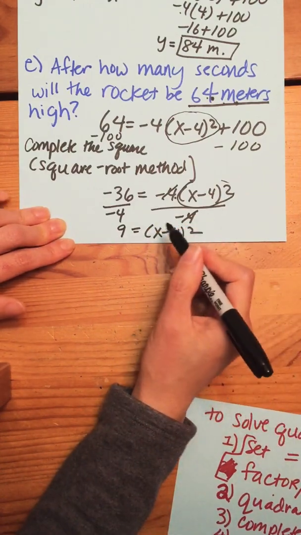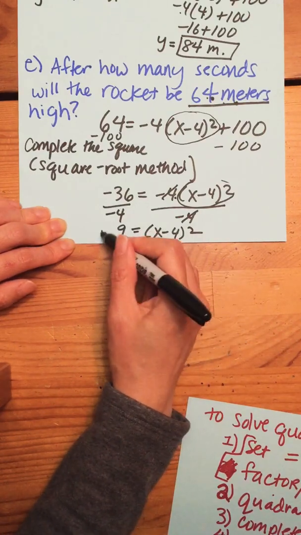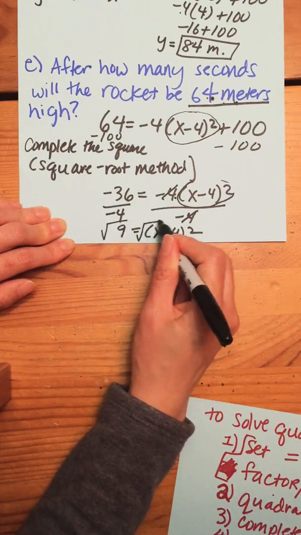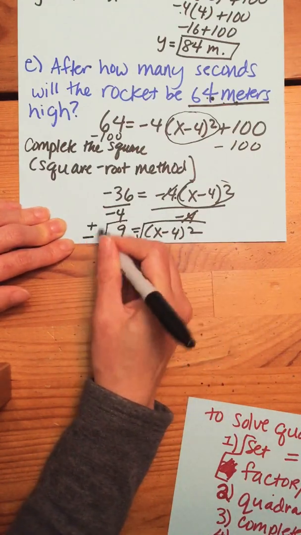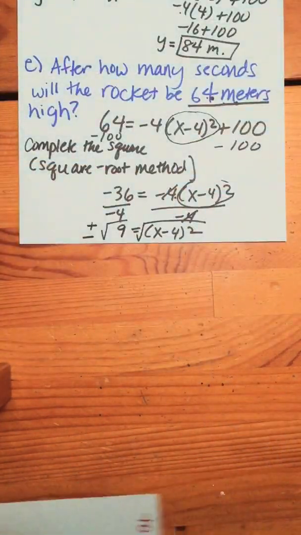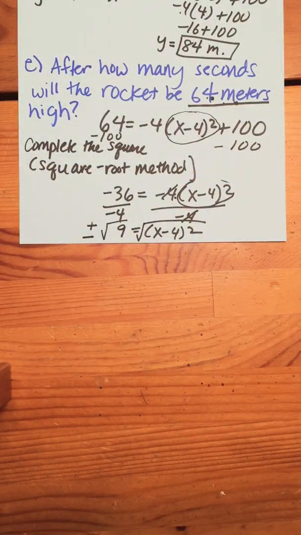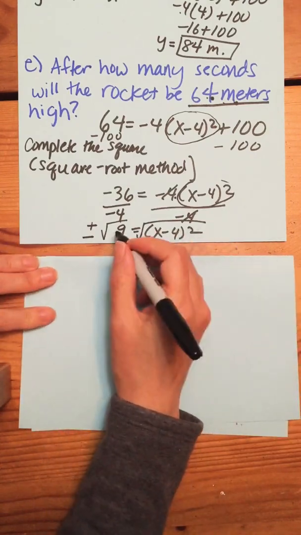The next thing is that we're going to square root both sides. And whenever you square root both sides, you have to know that almost everything has two square roots, a positive one and a negative one. So you have to write both. The next thing you're going to do is just square root 9, which is 3.